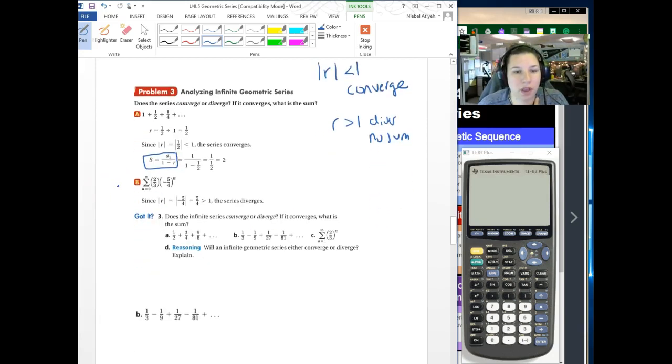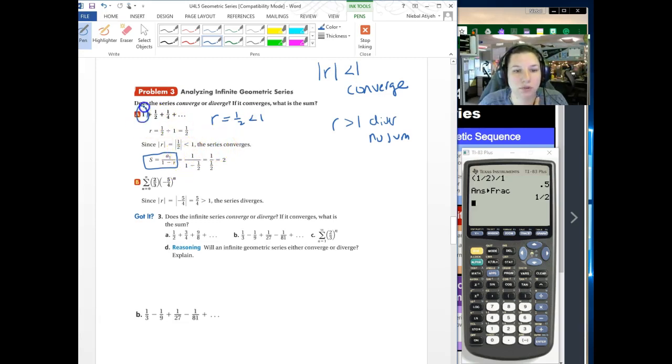So for all these, you need to figure out what r is. So if it's a list, right, a sequence, you take the term and divide it by the one in front of it. If you're dealing with fractions, just make sure you put those in parentheses. So 1/2 divided by 1 is 0.5, which is the same thing as 1/2. So r equals 1/2. That is, in fact, less than 1, so it's going to converge.